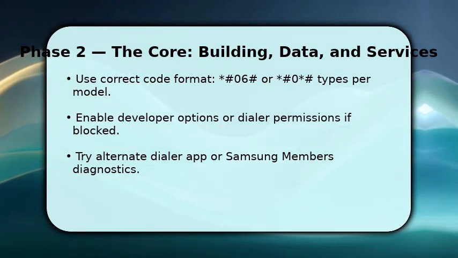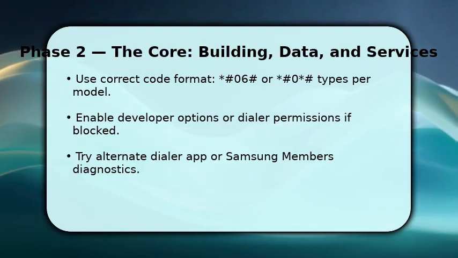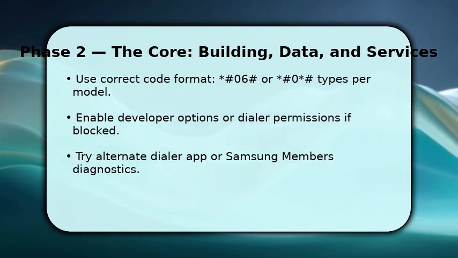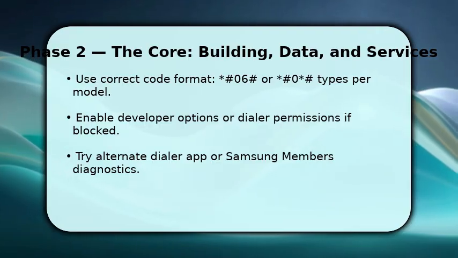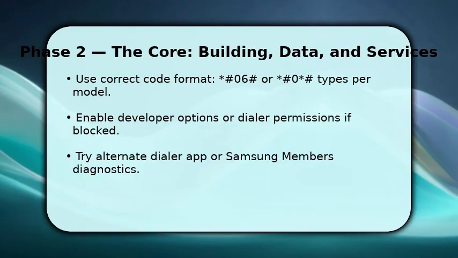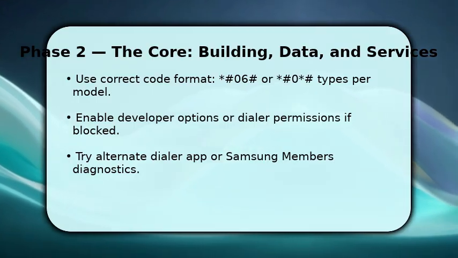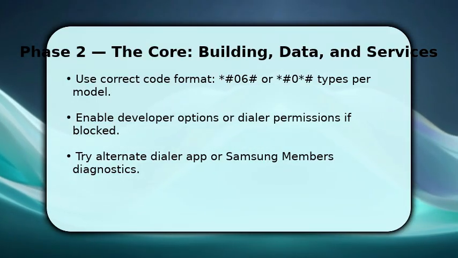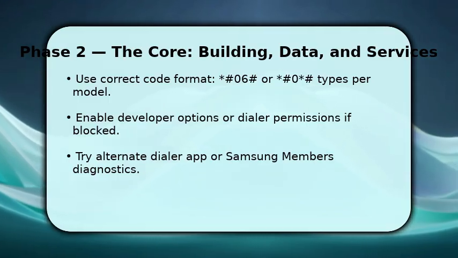If codes are blocked, enable developer options and check dialer permissions in settings so the phone allows USSD or hidden menus. Once permissions are set, try an alternate dialer app or use the Samsung Members diagnostics tool to access the same tests. If a code returns no response, try again after a short reboot.